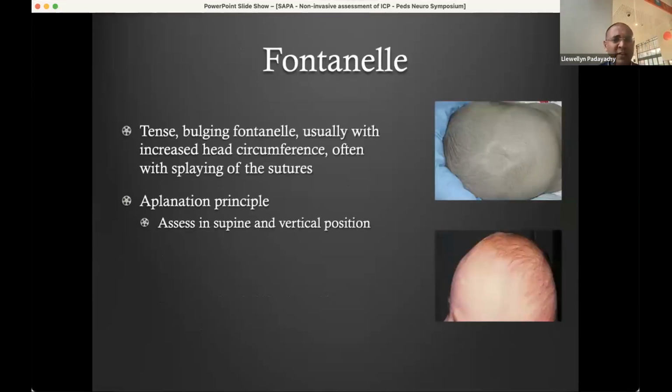So the fontanelle, as I've pointed out, is really your go-to decider for whether a neonate has raised pressure or not. This applanation principle basically says that if you assess a kid in the supine and vertical position, these things differ, so you've got to bear that in mind. But in a kid with a bulging fontanelle from hydrocephalus or a space-occupying lesion, that fontanelle will bulge no matter what position the kid is in.